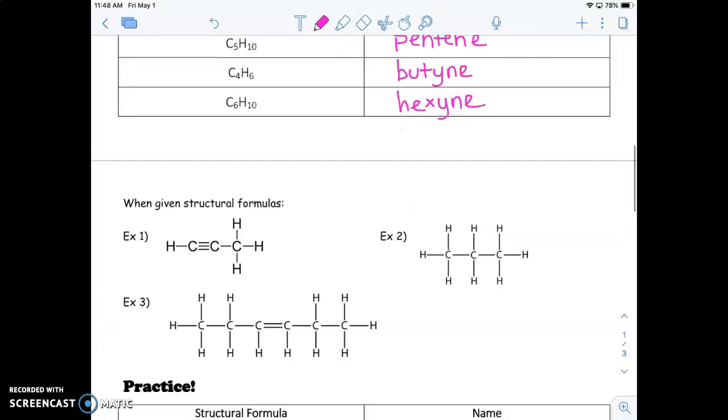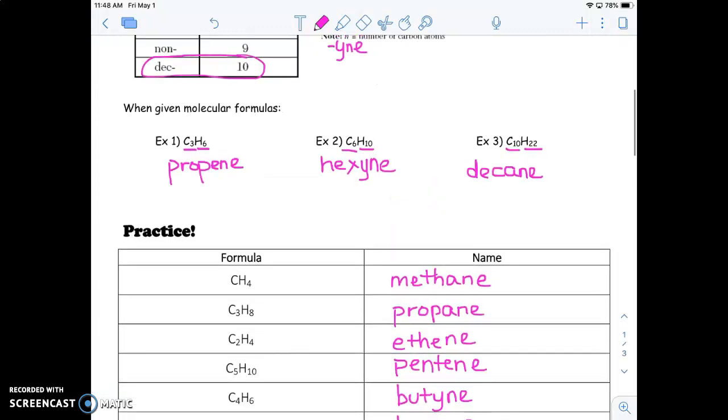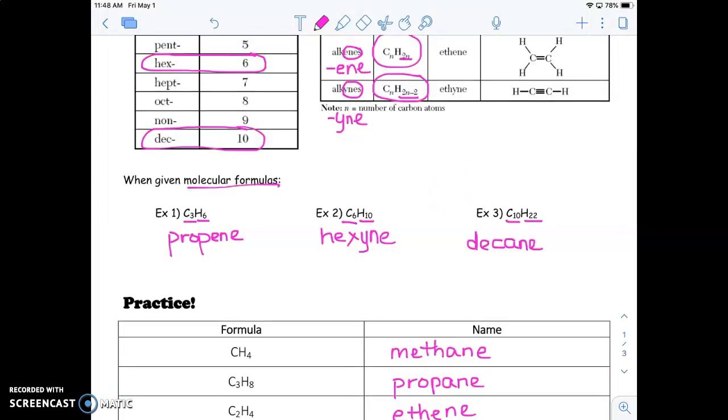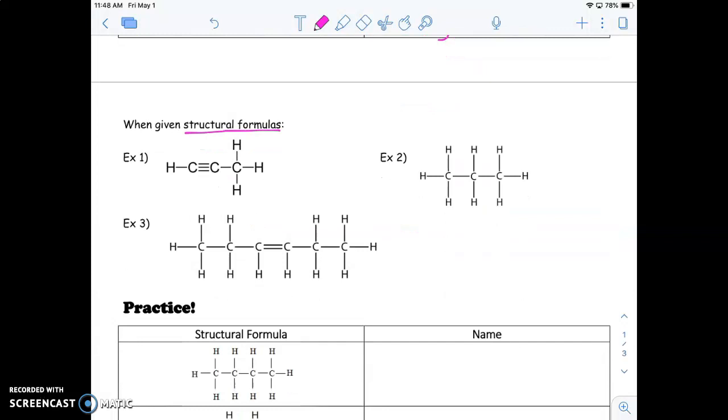Okay, so now we need to look at when they give us a structural formula. So up here, these were molecular formulas. They were just telling us what elements are in the compound and how many there are. When they're giving you the structures, it's actually a little bit easier because you can see the type of bonds in the structure. So you don't have to worry about going and using that general formula to figure out if it's an alkane, alkene, or alkyne.